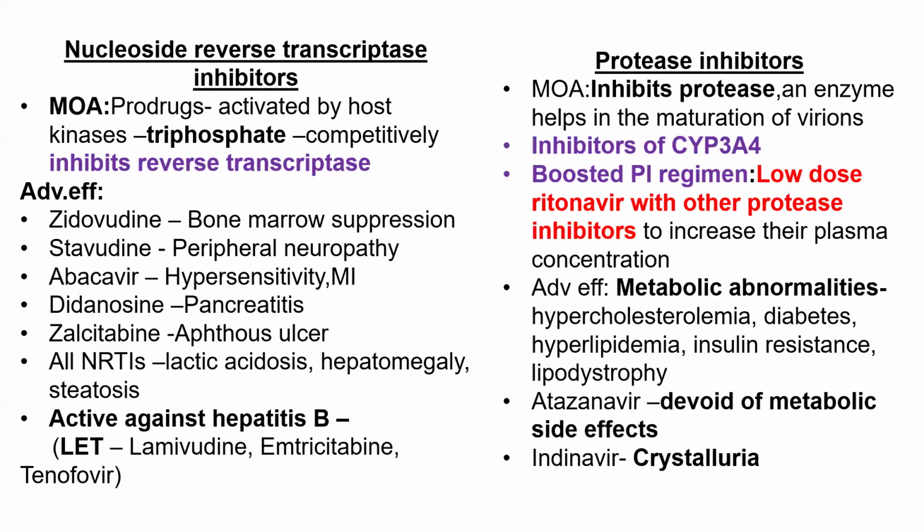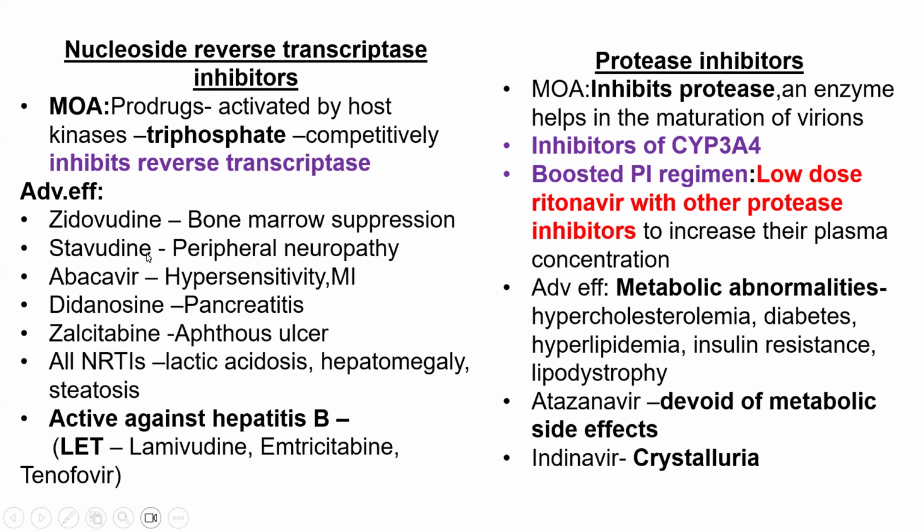Coming to NRTIs, nucleoside reverse transcriptase inhibitors, same as acyclovir, they are converted into triphosphate by the host kinase and inhibit the reverse transcriptase. And the specific adverse effects for each drug: zidovudine, stavudine, abacavir, didanosine, zalcitabine. The main adverse effects are: zidovudine, bone marrow suppression; stavudine, peripheral neuropathy; abacavir, hypersensitivity and MI; didanosine, pancreatitis; zalcitabine, oral ulcer. All NRTIs cause lactic acidosis, hepatomegaly and steatosis.